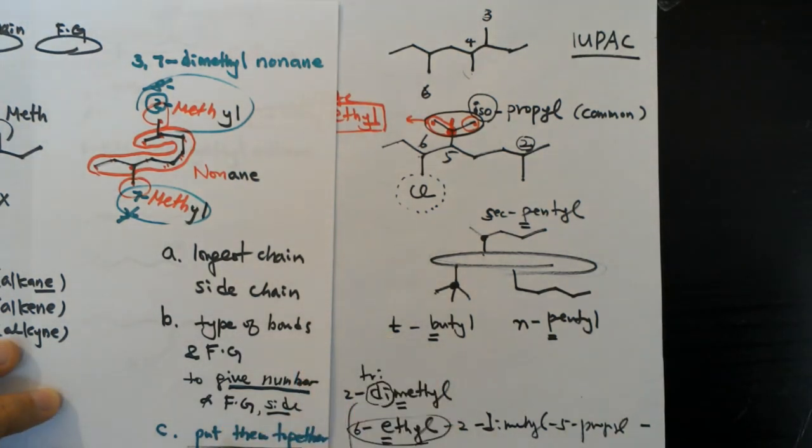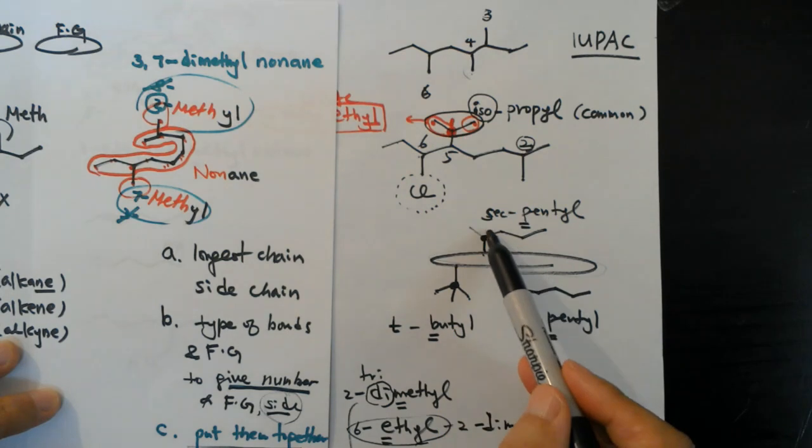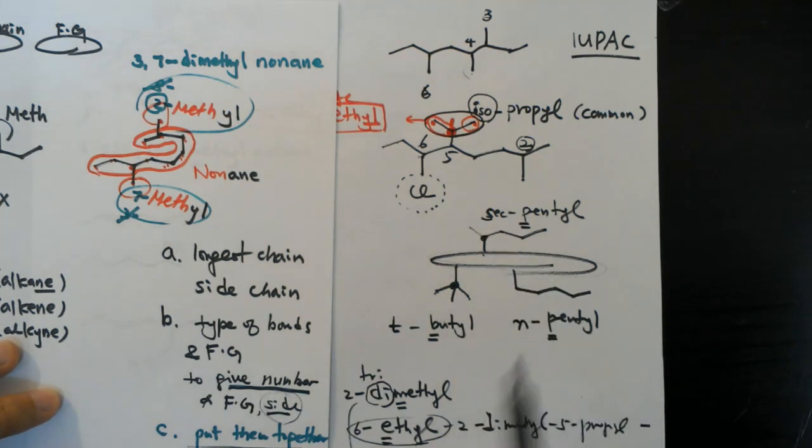So the side chain that has a lower alphabet goes first. When you give numbers, you give the lowest possible number for the side chain if there's no functional group, and we are saying chlorine is not a functional group. And there are some complicated structures of side chains, such as iso, secondary, t-butyl, normal pentyl, such as a long chain as a side chain. So there are some complications.